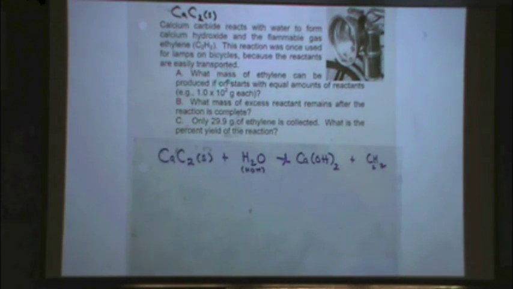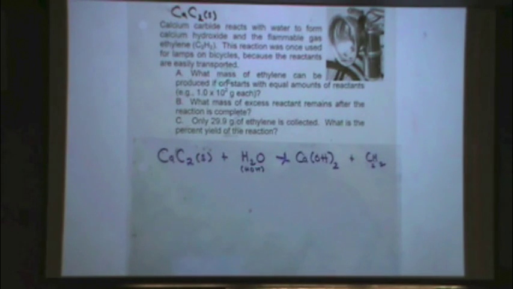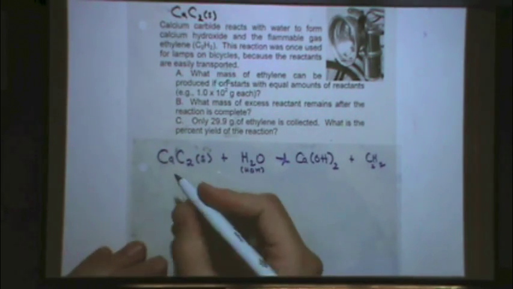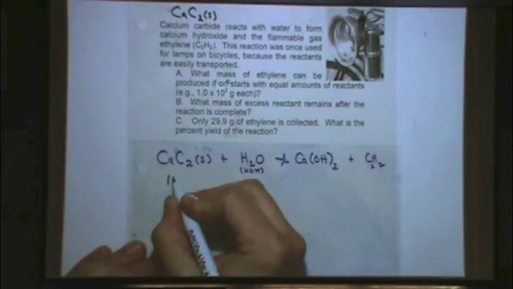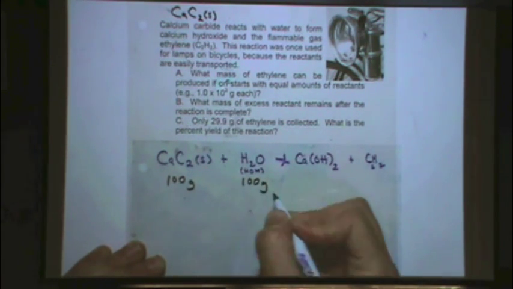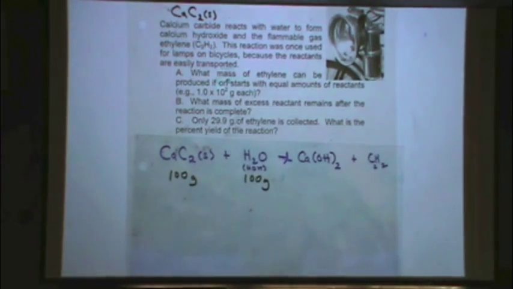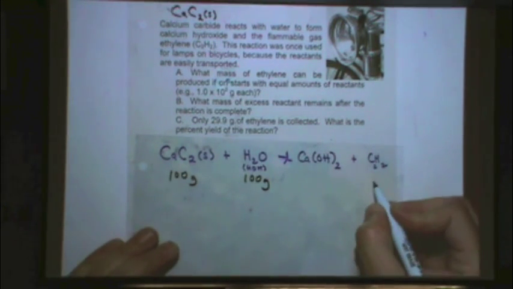Okay, and let's see what we know. There's 100 grams of each. Now, each of these 100s have 2 sig figs, not 1. We'll remember that in the end when we do our final sig fig check. And then what do we want to know about the mass of ethylene?